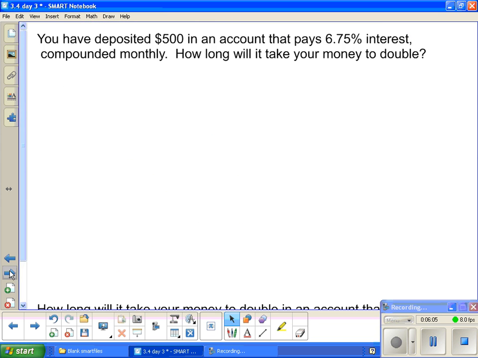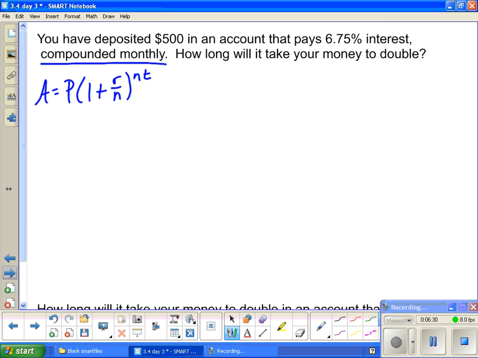Let's do another one. You have deposited $500 in an account that pays 6.7% interest compounded monthly. How long will it take your money to double? Since we're compounding monthly, I'm going to have to use a different formula. Amount equal principal times 1 plus the rate over n, to the nt. Okay. How long will it take your money to double?